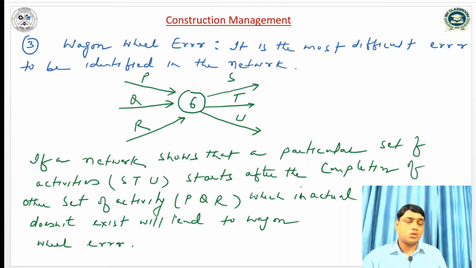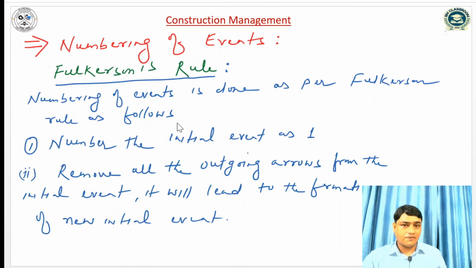So there are three types of error I have discussed. The first one is loop error, the second one is dangling error, and the third one is wagon wheel error. Once we have drawn the network, we have to take care of this and remove this type of error. After that, I am going to discuss how to number the events. There is a very famous rule, the Fulkerson rule, with the help of which we can number any network. So numbering of events is done by the Fulkerson rule.